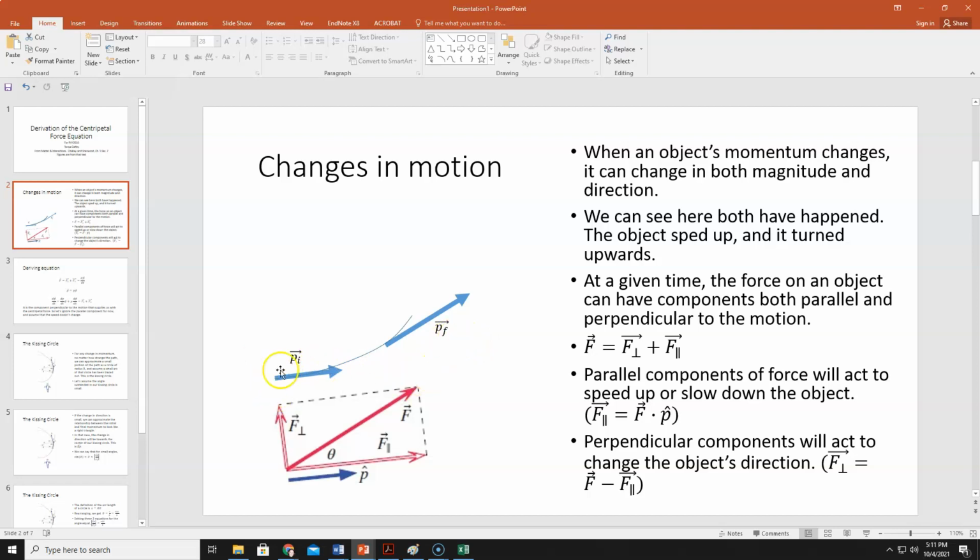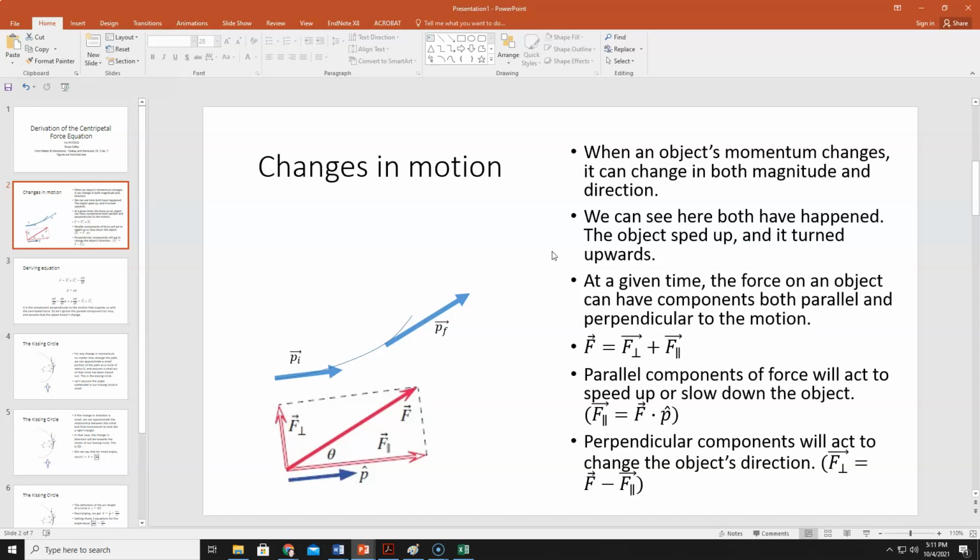We had an initial momentum that was mostly, say, to the right, and then the object sped up, indicated by an increase in the length of our final momentum arrow, and then it also turned upward, so the direction changed. Now this was obviously caused by some kind of force, because anytime you have a change in momentum, that's due to the force via Newton's second law, F is equal to dp/dt.